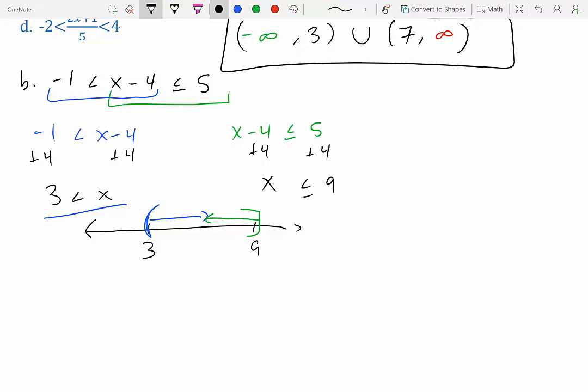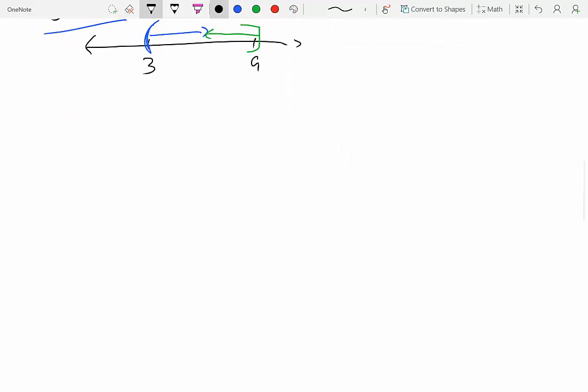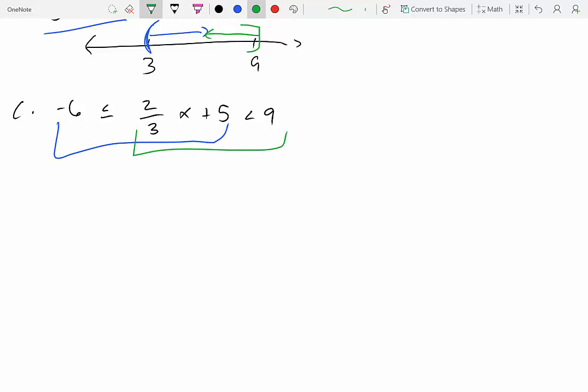Moving on to C. So C states we have negative 6 is less than or equal to 2/3 x plus 5, that's less than 9. So just like before, we have 2, so we need to break it up into 2. So we have 2/3 x plus 5 is less than 9. And we have negative 6 is less than or equal to 2/3 x plus 5. So we're going to solve both of these.